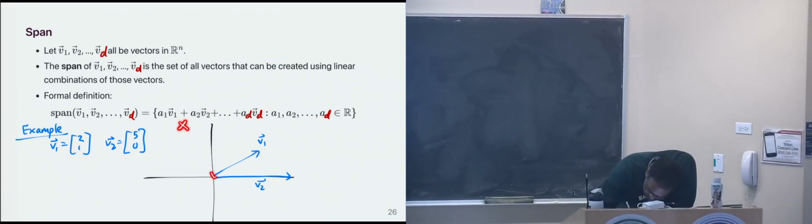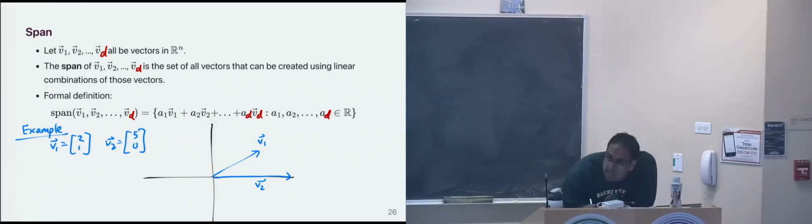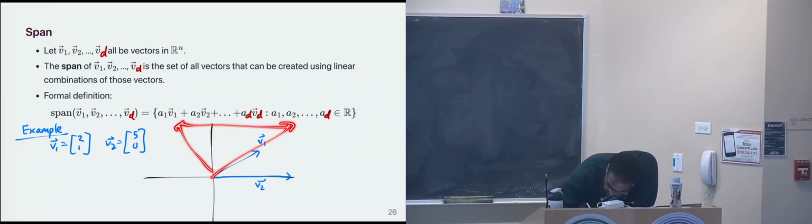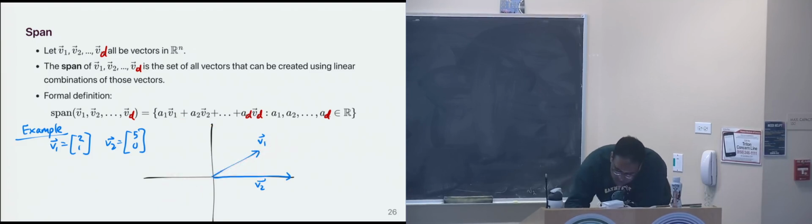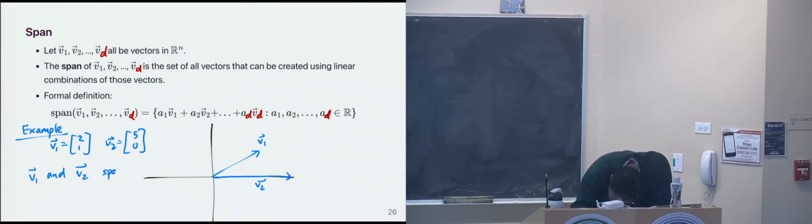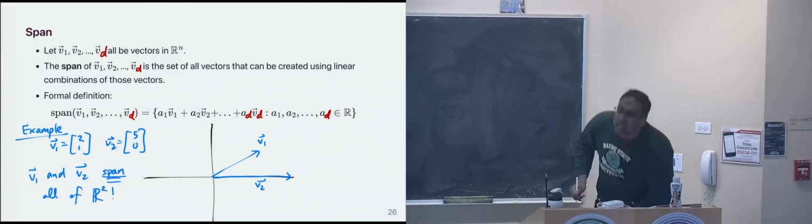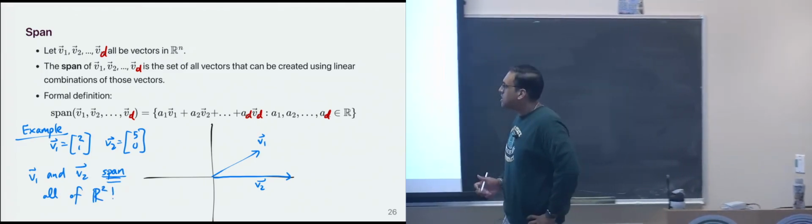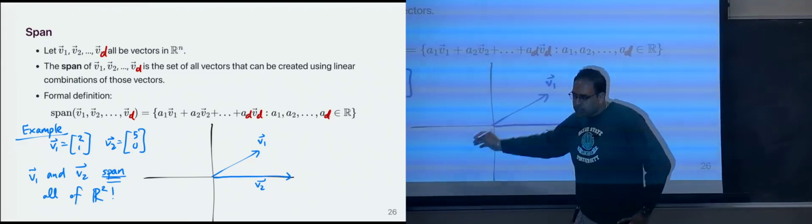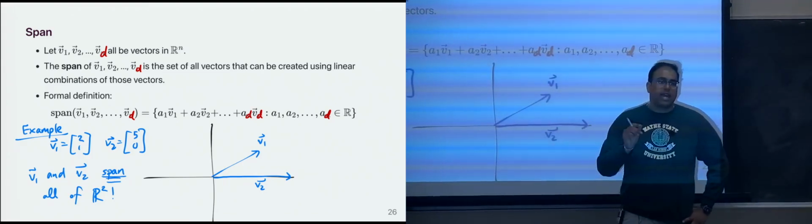So if you're not convinced, can I make this vector? How would I reach this vector? Yeah, well, I'll go here and then here, right? And that would make that one. All I need to be able to do is move some amount here and some amount here. So it turns out that v1 and v2 span all of R2, which means you can recreate any vector in 2 dimensions by traveling some amount in the direction of v1 and some amount in the direction of v2 and adding together what you get.